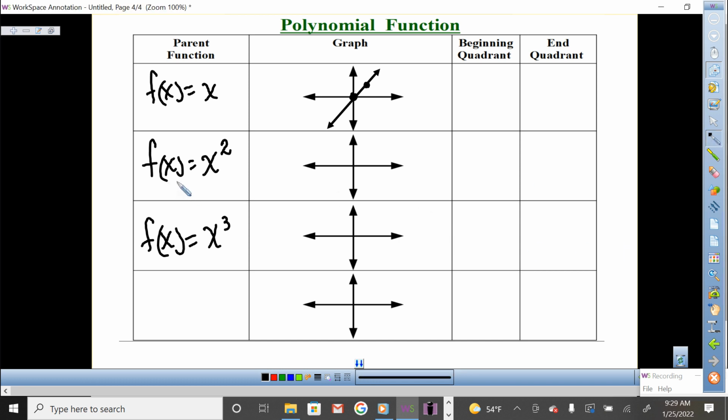How about the parent function of x squared? It also goes through where? 0, 0, and 1, 1. And my parabola looks like that. Graph that, please. And of course, like our warm-up cubic function, the parent function also goes through what? 0, 0, and 1, 1. Okay, so it looks like this. Okay.